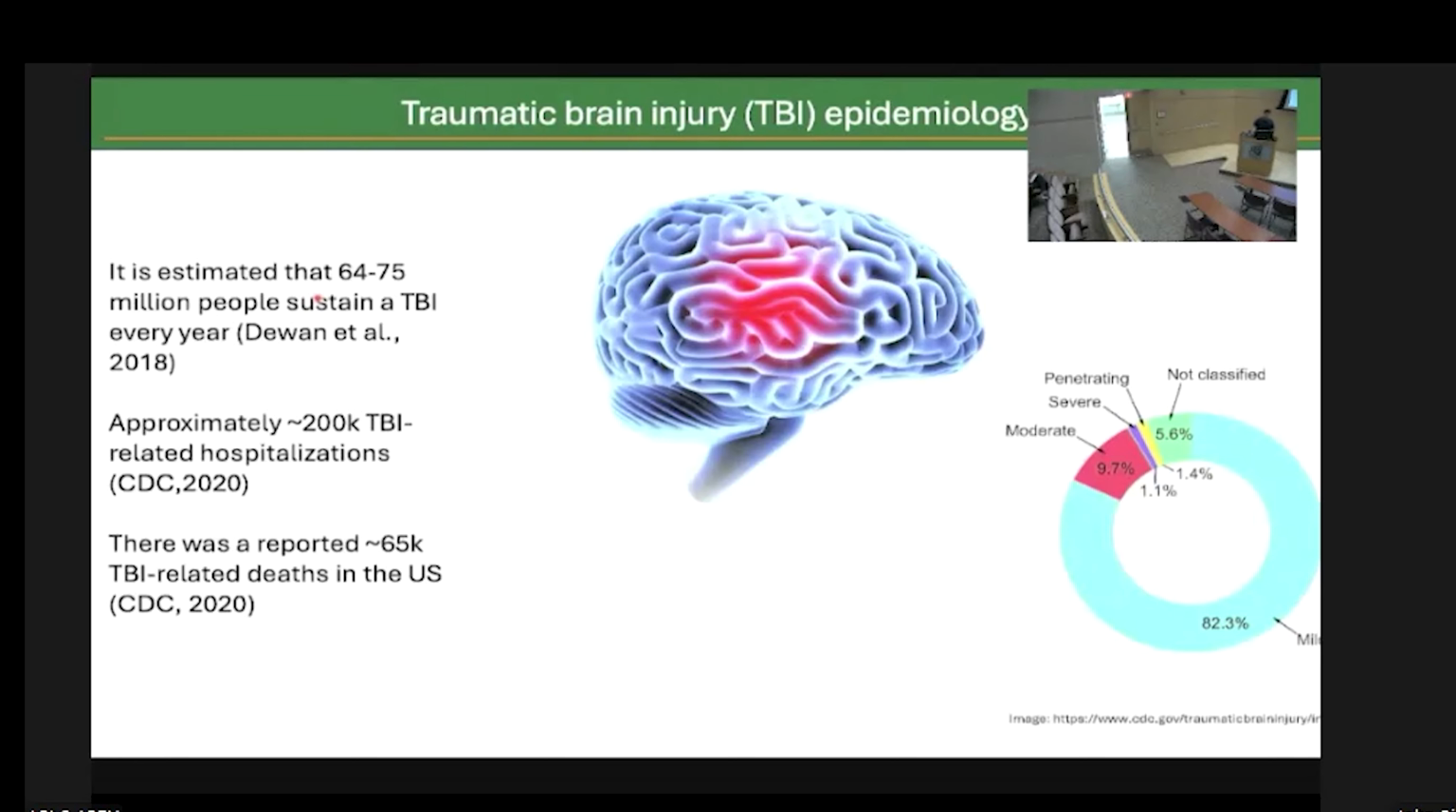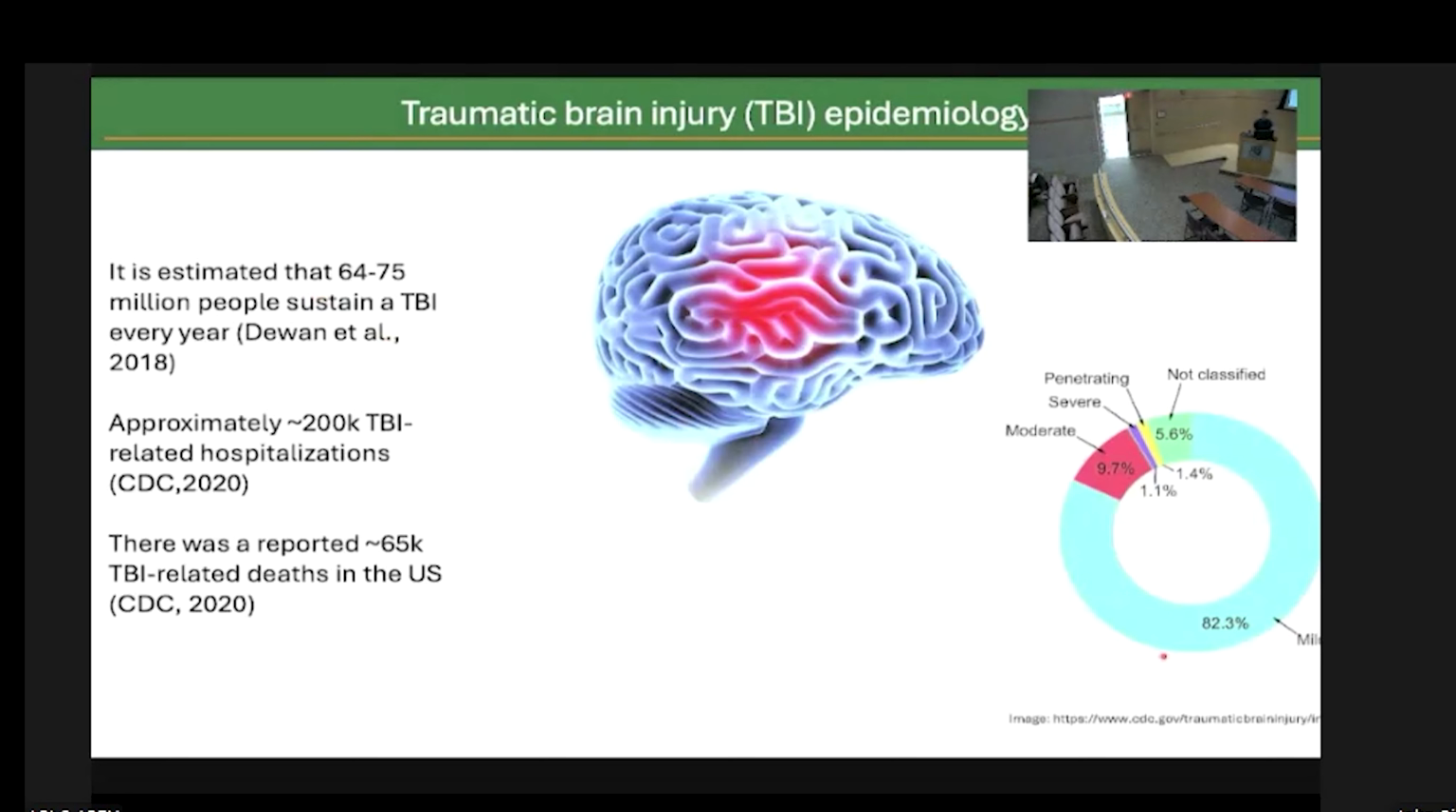So every year it's estimated globally that approximately 75 million people will sustain a traumatic brain injury. The CDC reported in 2020 that there were approximately 200,000 TBI-related hospitalizations, and in the same year it was reported that there were 65,000 TBI-related deaths.